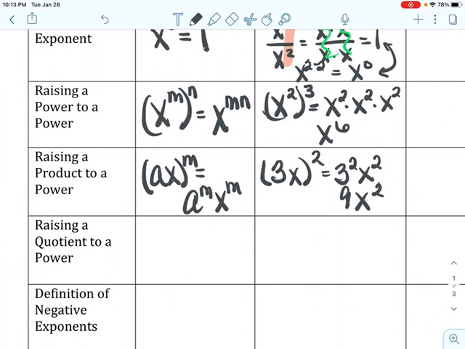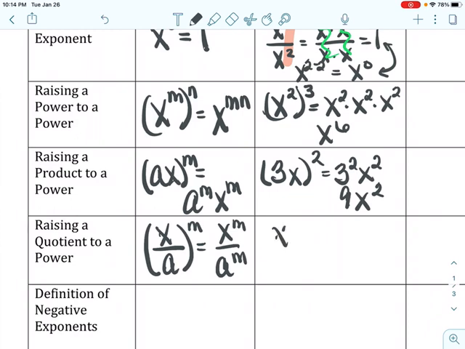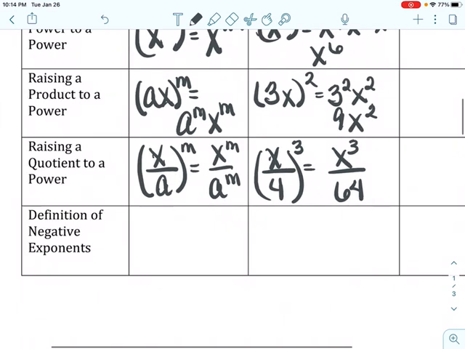Okay, so raising a quotient. So if I have x to the n over a to the m. Again, this is like everybody gets it. So we get, let's say, x over 4, and we're going to cube that. We're going to get x cubed over 4 cubed, which is 64. Again, everybody gets it.